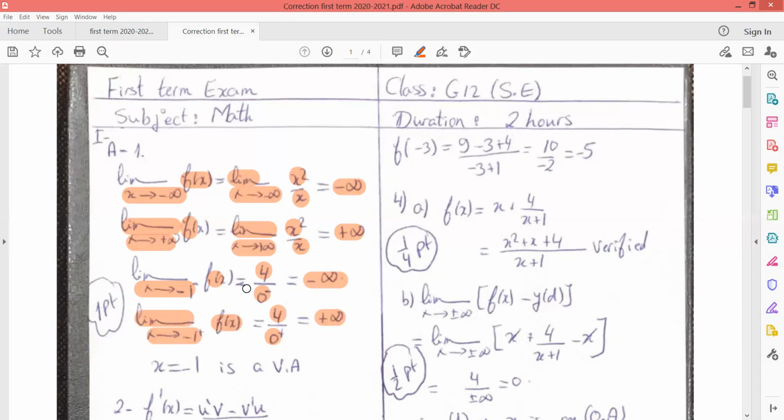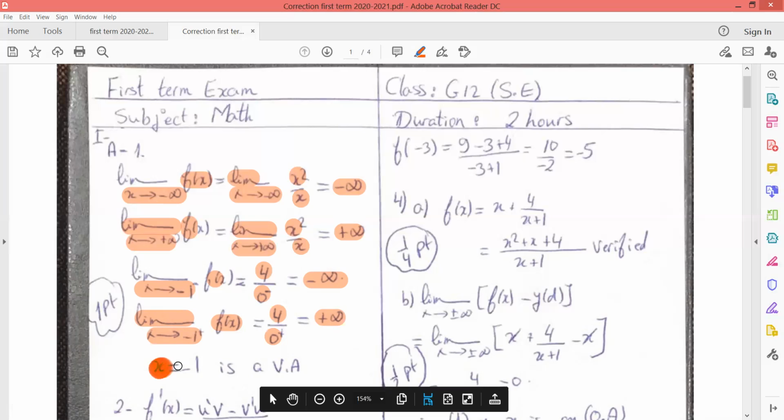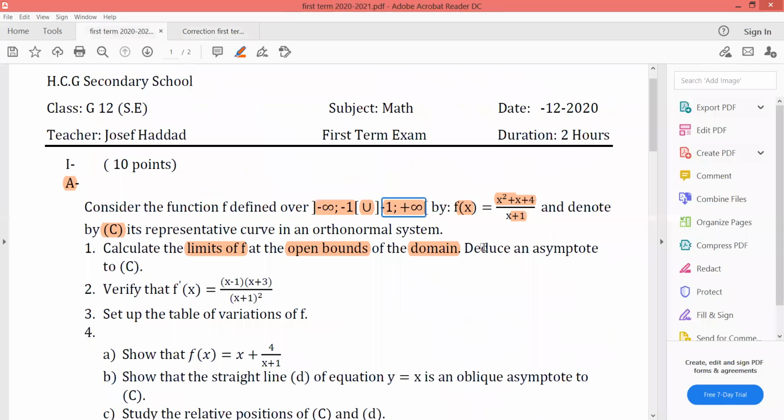So we are going to deduce an asymptote. First, the limit as x tends to minus infinity gives minus infinity, and as x tends to plus infinity, f(x) tends to plus infinity. We don't have an asymptote there. But here, x tends to a number, minus 1, y tends to infinity, so x equals minus 1 is a vertical asymptote. We are asked to deduce, and there is only one asymptote, which is x equals minus 1.